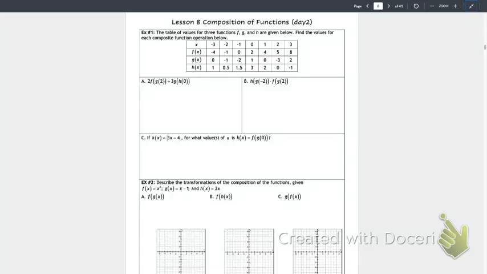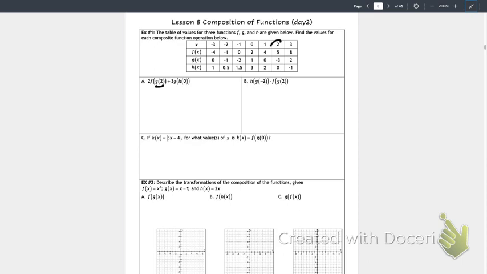Okay, guys, now we're going to do lesson 8 over composition of functions, day 2. Now we're going to use this table. The table is going to help us find values that we're needing. This is similar to what we did on the previous lesson. We're going to do 2 of f of g of 2. So first you have to figure out what g of 2 is.